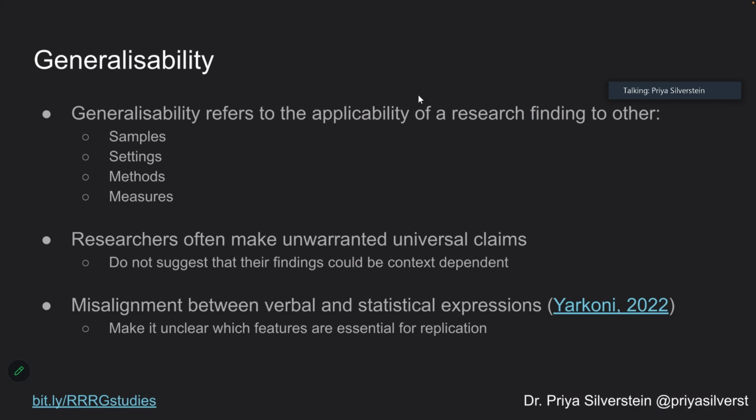Another problem is that there's often a misalignment between verbal and statistical expressions. This can make it unclear which features are essential for replication. Maybe if you go to replicate a study and you don't find the same result, they later say, oh, well, it's because you did this thing slightly different, which has happened to me. But because they haven't specified this in the model originally, it's hard to refute, because yes, it is possible, but at the same time, you're only saying this once you have the replication result, which is really unfair and is kind of biased.